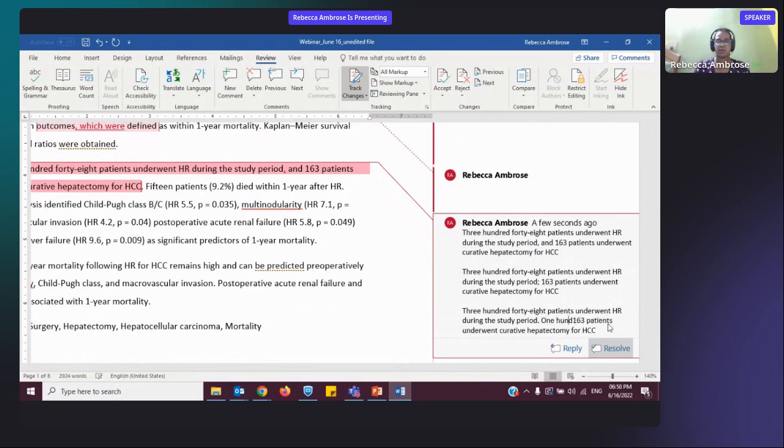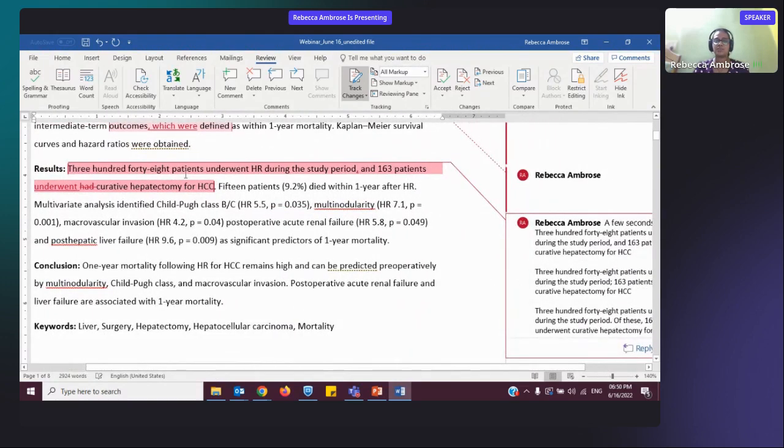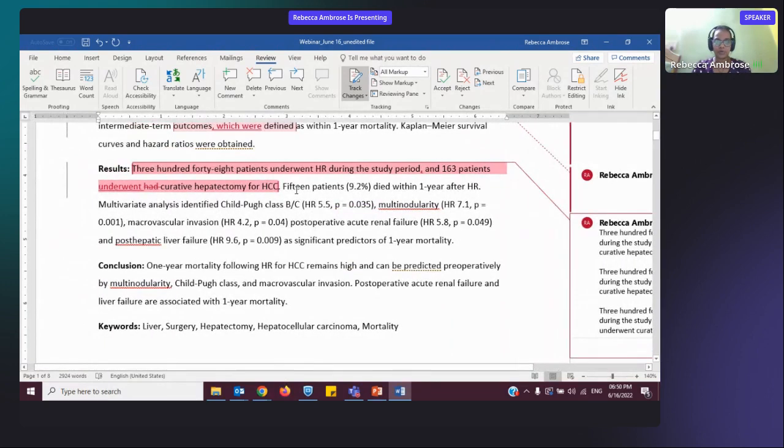So 100 underwent, or another option here could be of these 163 patients underwent curative hepatectomy for hepatocellular carcinoma. There are various ways of uniting these two complete sentences when you come across them in your paper.